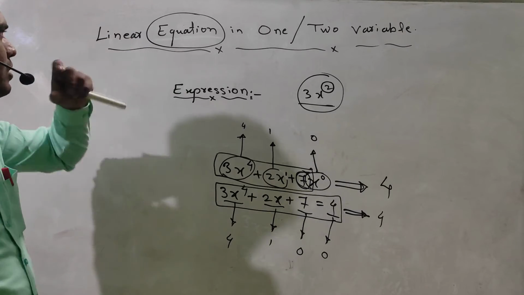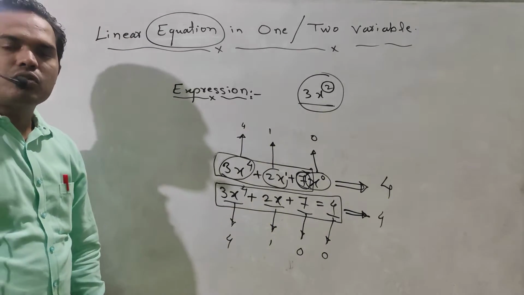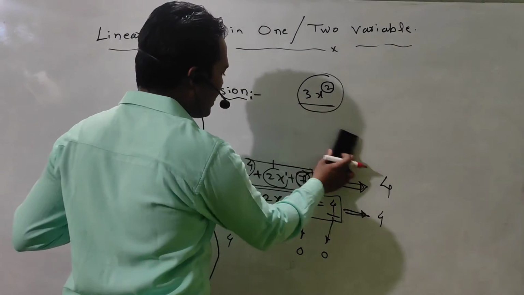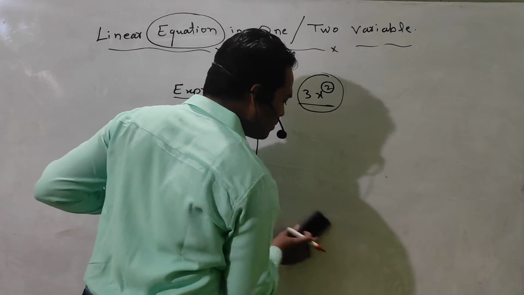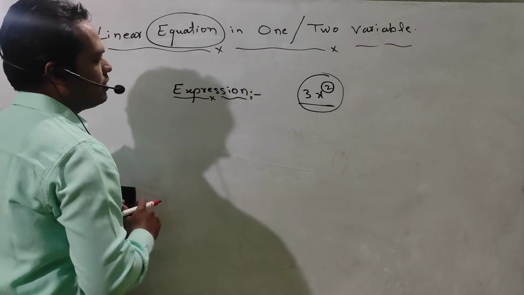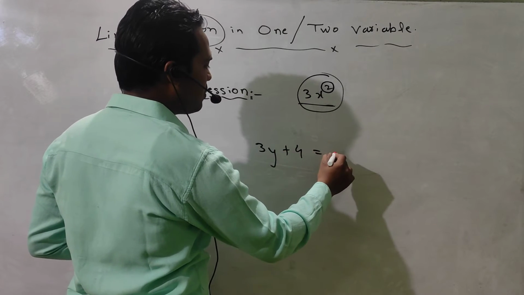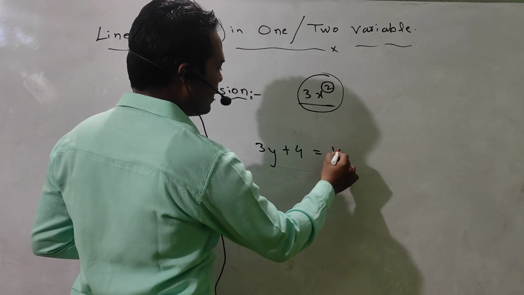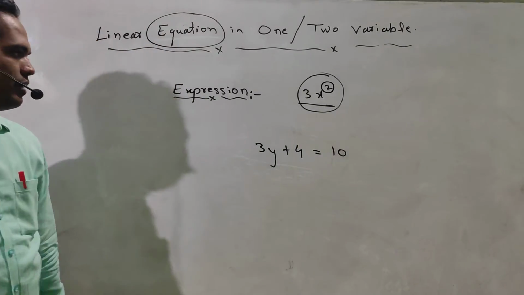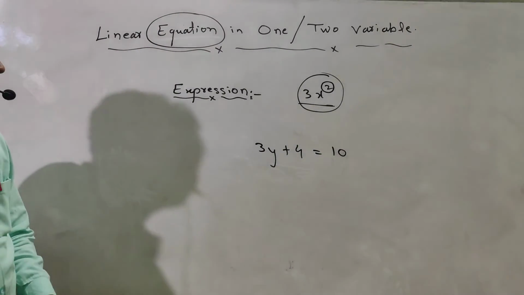So which equations are known as linear equations? If a mathematical equation has degree 1 only, what does that mean? See here, we can write 3y + 4 = 10. So it is a linear equation. Oh sorry, we can see first.